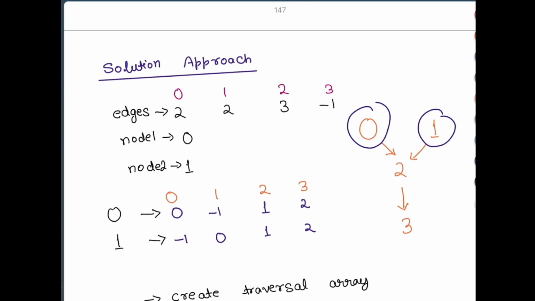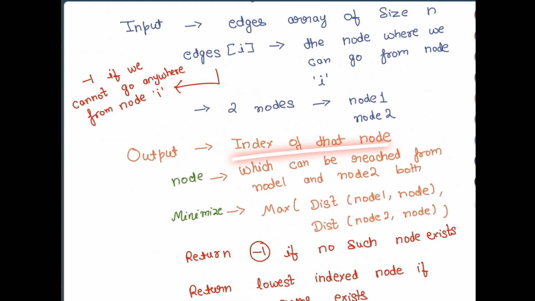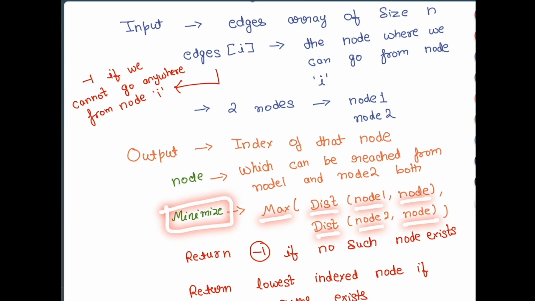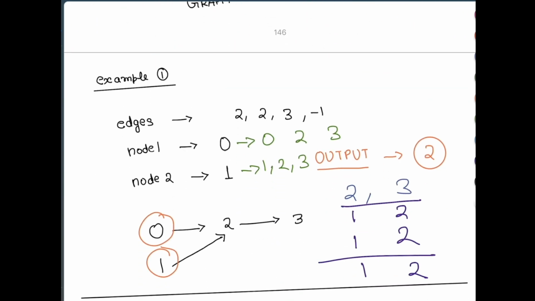Okay, let us do one thing. Let us find out what are the different nodes we can reach from 0 and from 1. What we need to do is find a node which can be reached from both the nodes, where the maximum of the distance from node 1 to the node and the distance of node 2 to the node should be minimum, right? So let us first find the common nodes which can be reached from both, and make a note of the distances as well so that we can apply them in this particular formula. So let us do it.